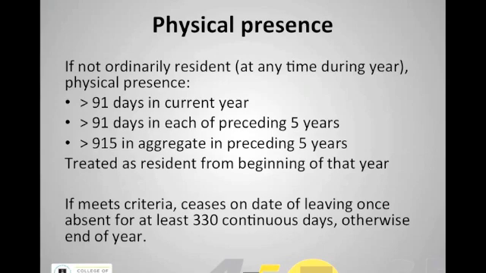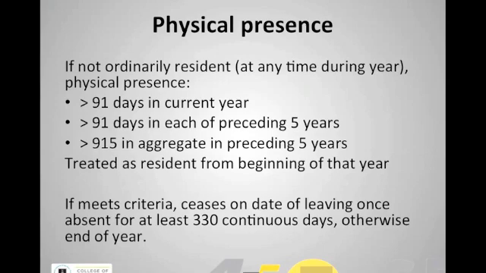If that is the case, you may still be treated as resident if you were physically present in South Africa for 91 days in the current year of assessment, or more than 91 days in each of the preceding 5 years of assessment, so you have to be in South Africa consistently for 6 years, and more than 915 days in aggregate in the preceding 5 years, so excluding the current year. If you divide 915 by 5, you'll get 183 days. So we're saying on average, you must have been in South Africa for more than 6 months in every year in the past 5 years.